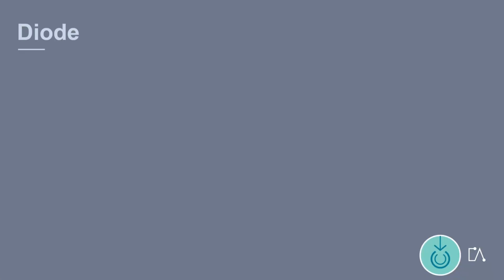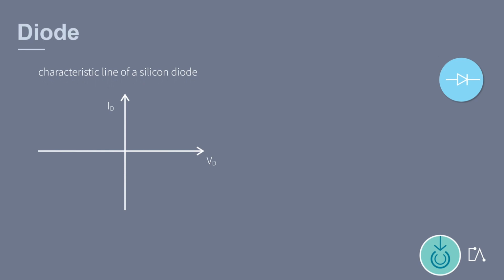A diode is an electrical component consisting of a p-n junction. Here you see the graphical symbol of a diode. Let's start by looking at the characteristic line of a silicon diode. The graph shows how much current flows through a diode depending on the voltage.